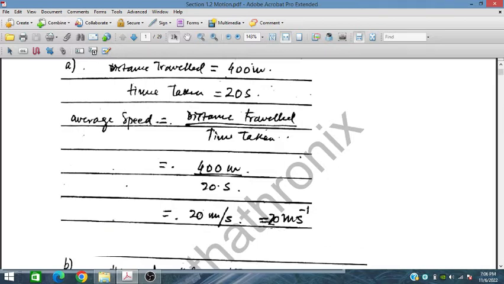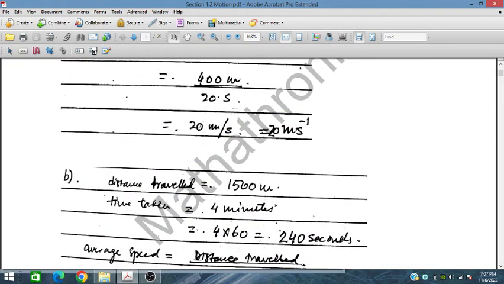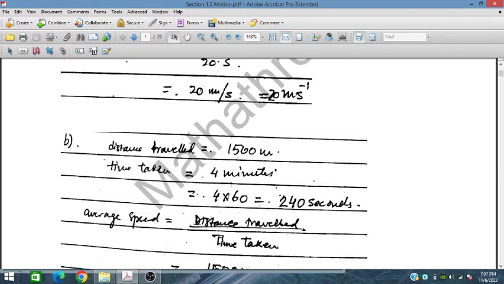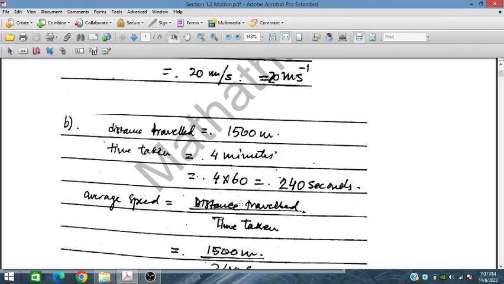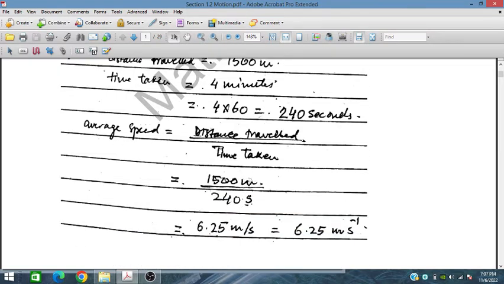This can be written as 20 meters second inverse, because the s is in the denominator. Secondly, an athlete who runs 1500 meters in 4 minutes. The distance is 1500 meters and the time taken is 4 minutes, that is 240 seconds. Distance divided by time taken is the average speed. So 1500 meters divided by 240 seconds gives an average speed of 6.25 meters per second, or 6.25 meters second inverse.